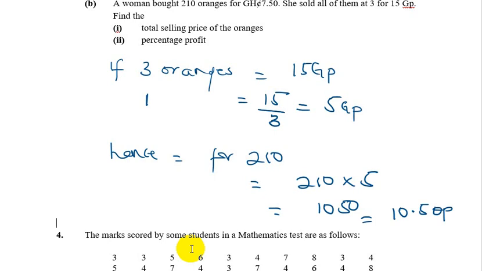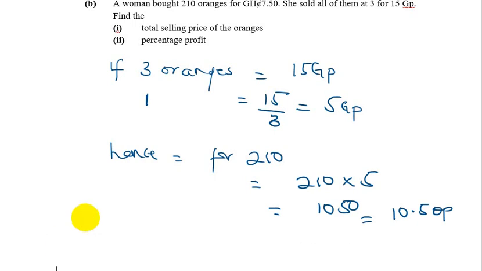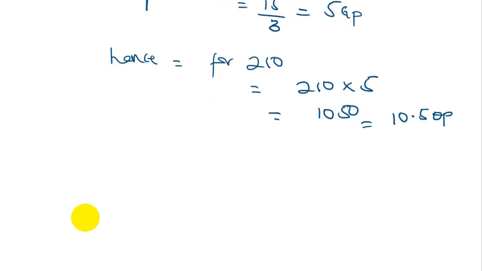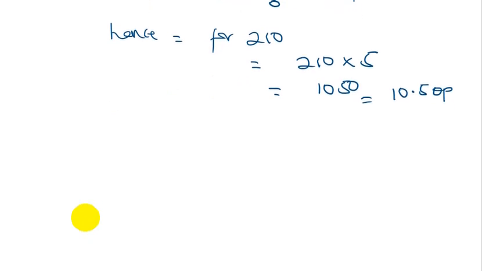Is it clear? So it's not difficult. We just have to find the price of one and multiply it by the number that the woman bought. Okay, so now from there you say we have to find the percentage profit. Now for percentage profit, we have to find the profit first.